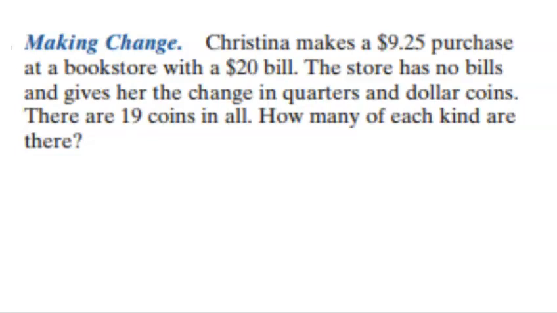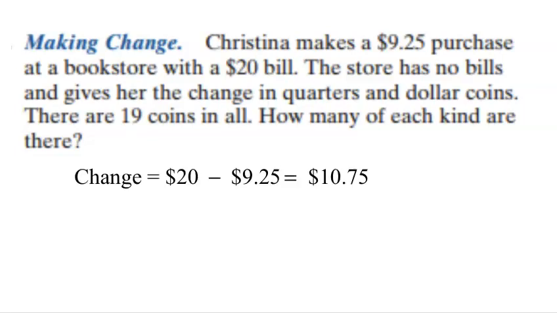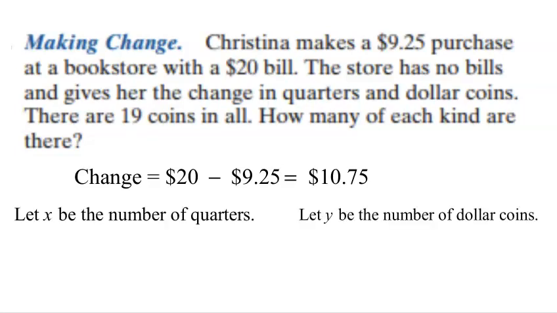Well, she had $20. She made a purchase for $9.25. They gave her some change. So we need to figure out how much change there was. So the first thing I need to do is recognize that the change she gets is $20 minus $9.25. So she gets a total of $10.75 back in change. Now, I'm looking for the number of quarters and the number of dollars. So I'm letting X be the number of quarters and Y be the number of dollar coins.